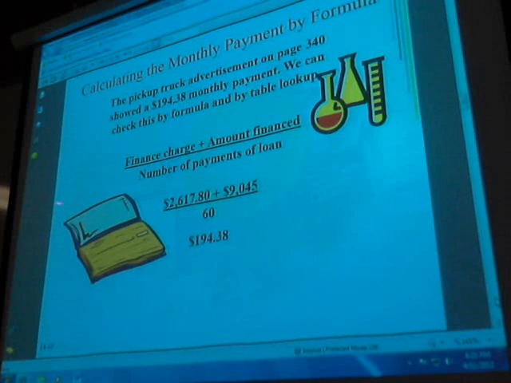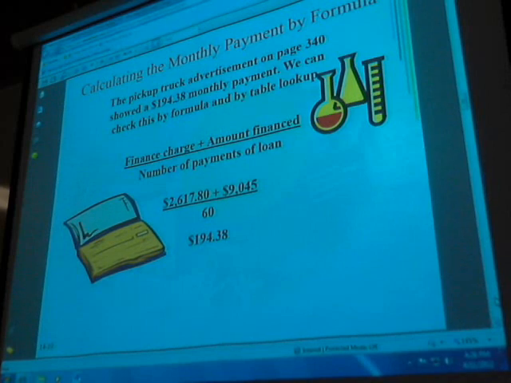Okay, now look at the formula here for monthly payment. Finance charge plus amount financed. Now who can tell me, what does this also represent? These two things together, the finance charge plus the amount financed, represent the total of payments. It's the same thing as saying the total of payments, divided by the number of payments, which is 60. Finance charge plus amount financed, divided by number of payments, and you get 194.38.